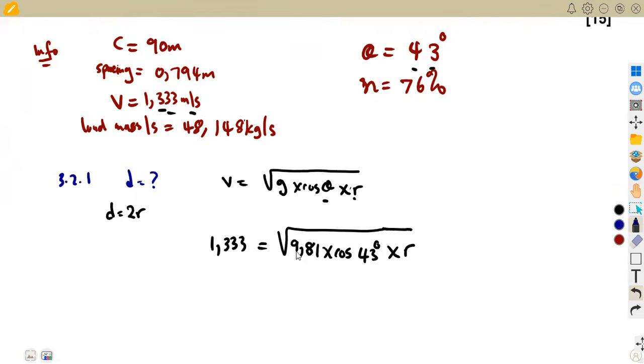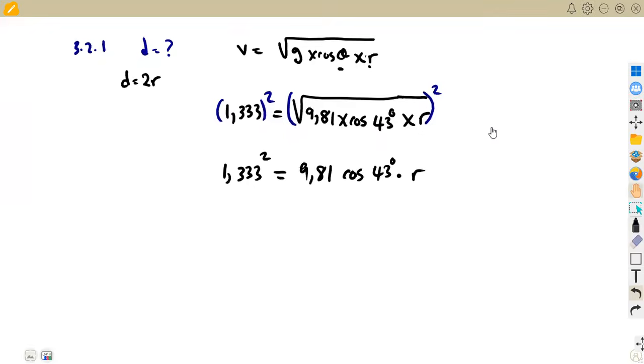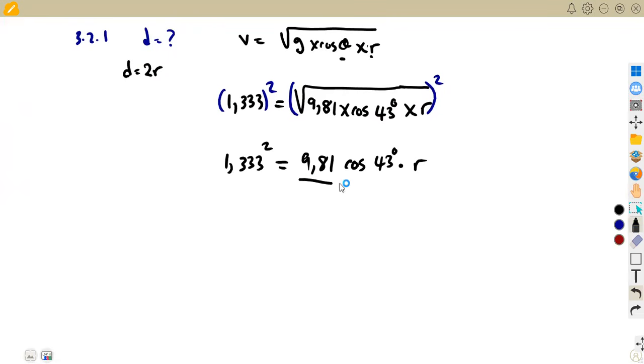So how can we calculate the radius? We can square both sides to remove the square root, since the radius is inside the square root. So we are going to remain with 1,333 squared, which is equal to 9,81 cos 43 degrees, times the radius. In order to calculate the radius, since we are multiplying, we can simply divide by this whole part, so that we remain with the radius. So we are going to divide both sides by 9,81 times the cosine of 43 degrees.